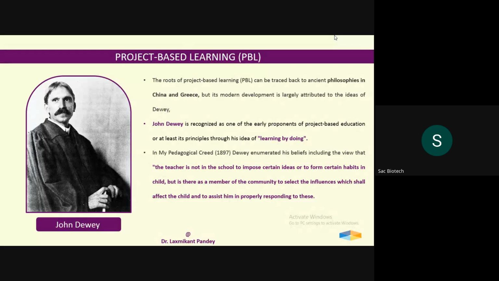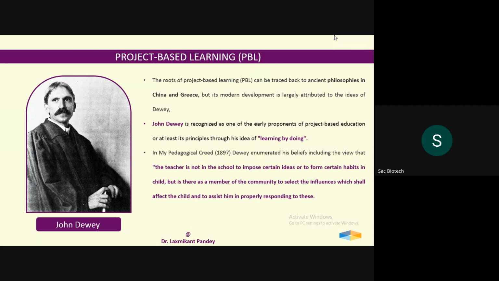the Pedagogical Creed. What Dewey said is that the teacher is not in the school to impose certain ideas or to form certain habits in the child. It's very wonderful what he said. It is not to impose something, but the teacher is there as a member of the community. As I said, we should be co-learning, which means active learning, where participation of the students is very important. The teacher is there as a member of the community to select the influences which shall affect the child and to assist him in properly responding to these.